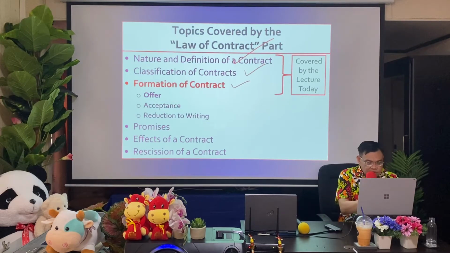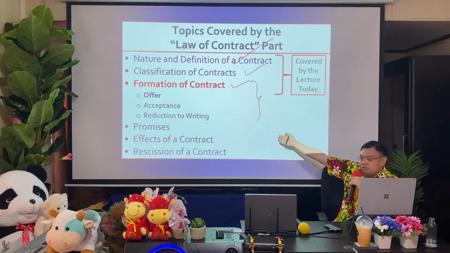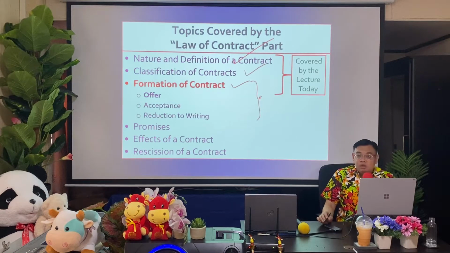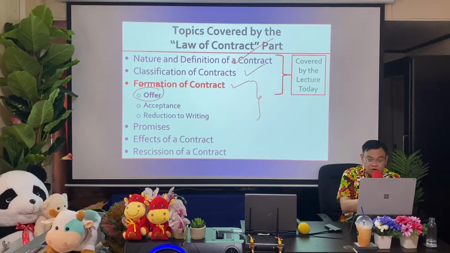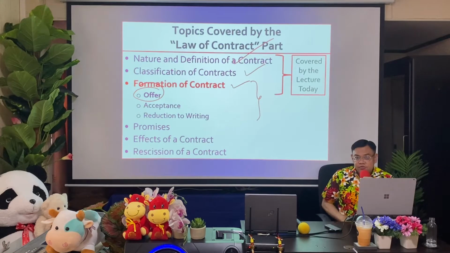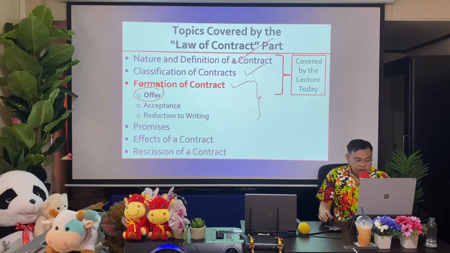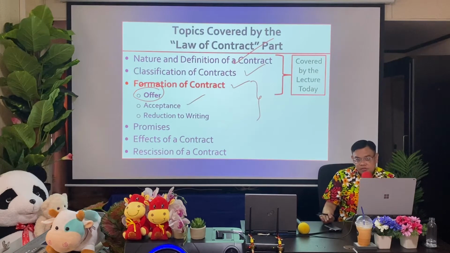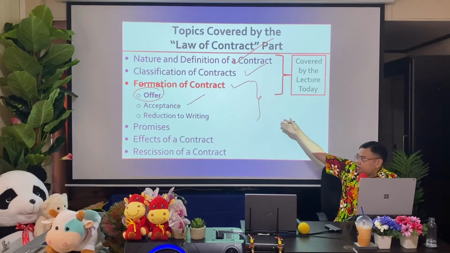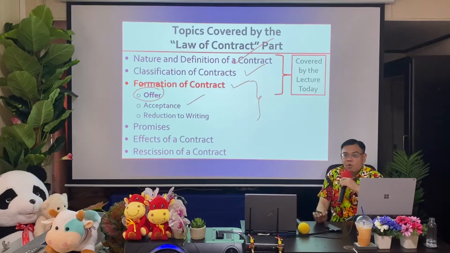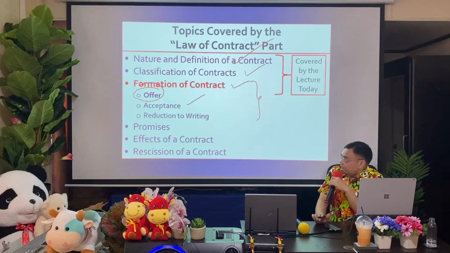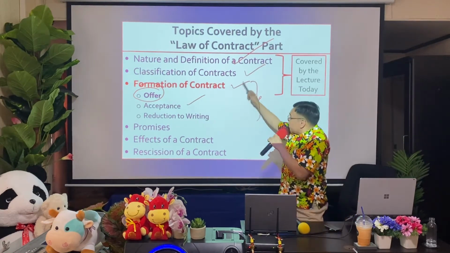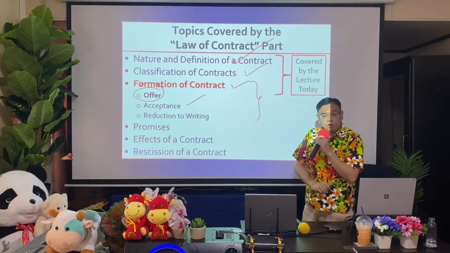But it will take quite a long time for this topic, formation of contract. So this morning we will look at an offer, what is going to be an offer for the purpose of the formation of a contract. As regards the acceptance and other topics, we will defer our discussion to next time, and for you to look at all other important items to be covered by this part on contract as well.